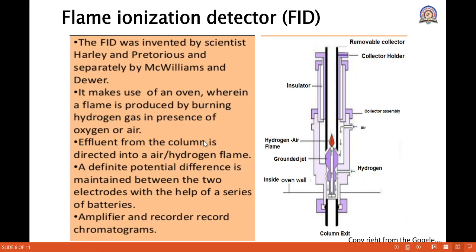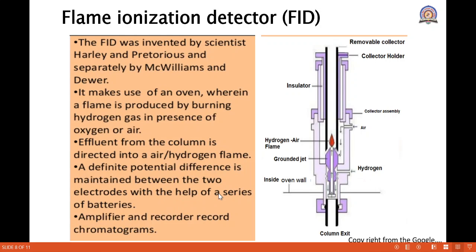Effluent from the column is directed into the air and hydrogen flame. It comes in direct contact with this flame. A definite potential difference is maintained between the two electrodes with the help of a series of batteries. The amplifier and recorder record the chromatograms. So this is about the flame ionization detector.